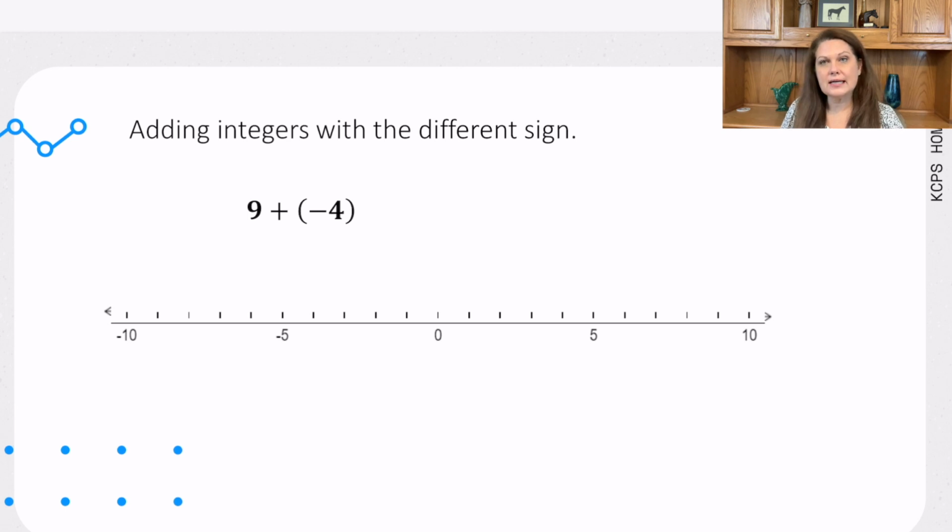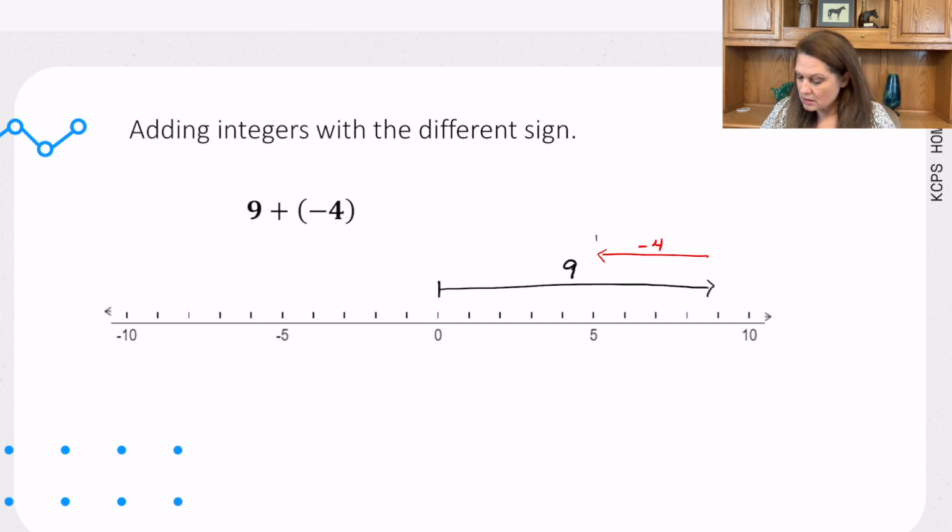Let's try one more example very quickly. 9 plus -4. Remember, we're going to go 9 spaces to the right. We're going to stop at 9. And then we're going to go 4 spaces back to the left. And this is where we end up. It's right at the number 5. So 9 plus -4 is +5.